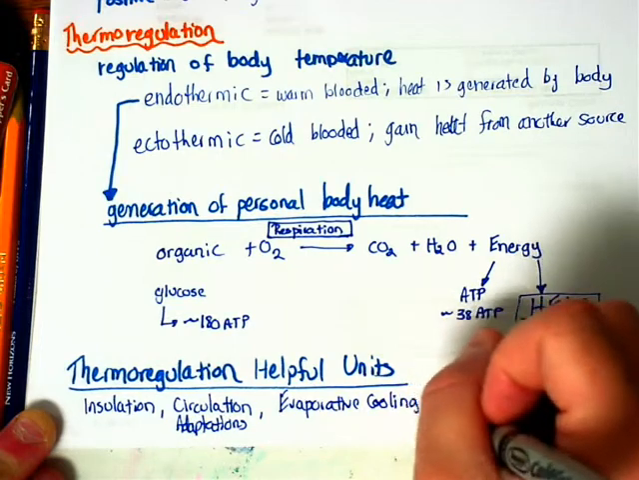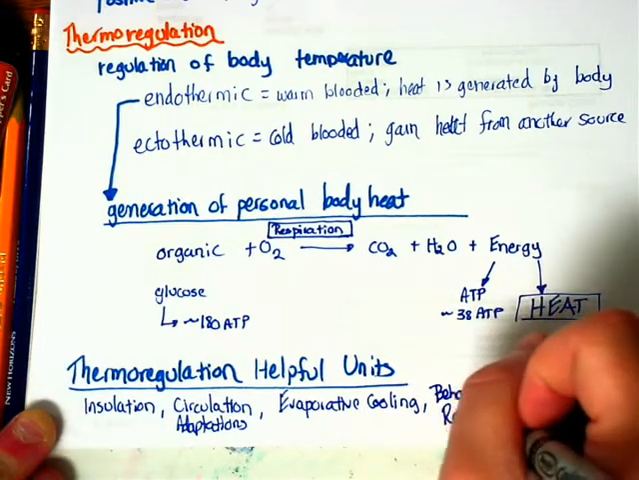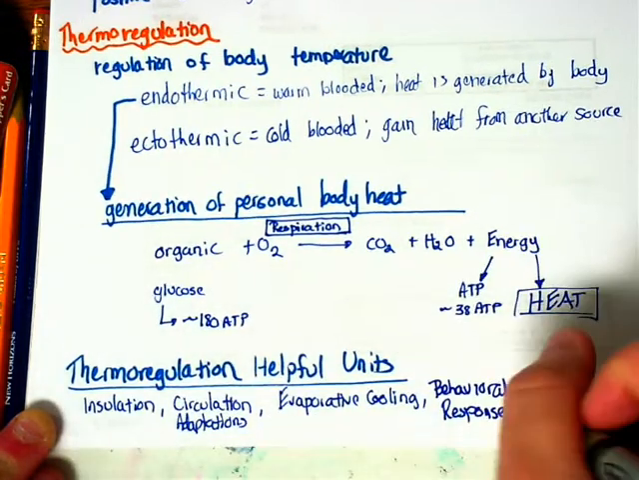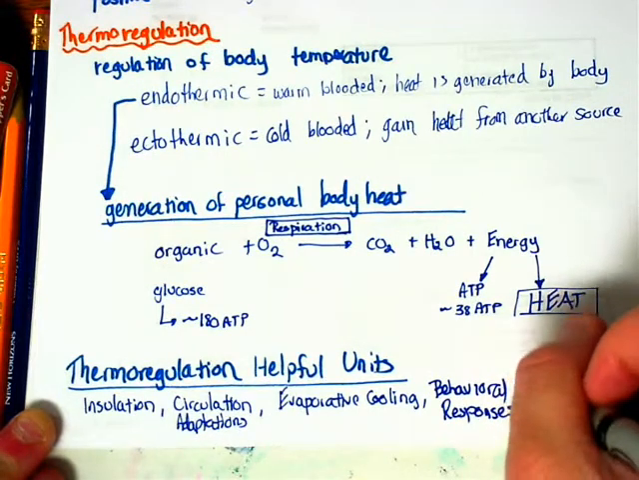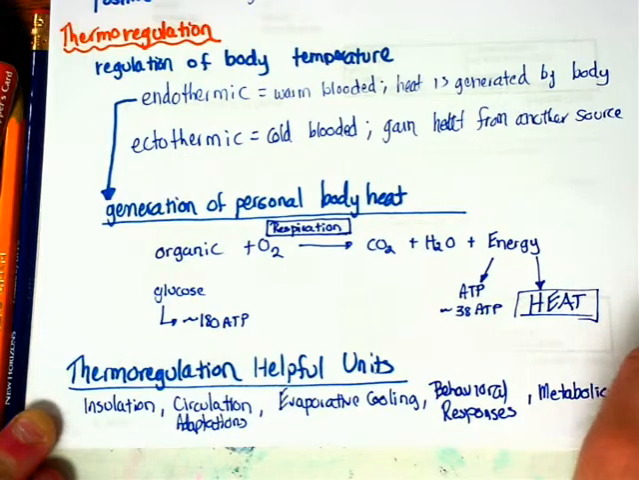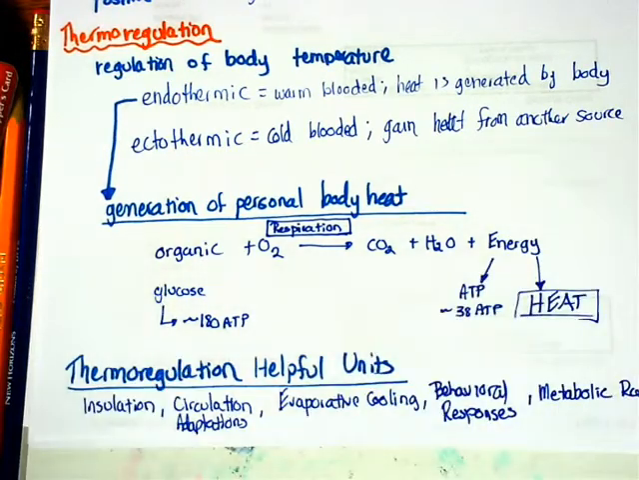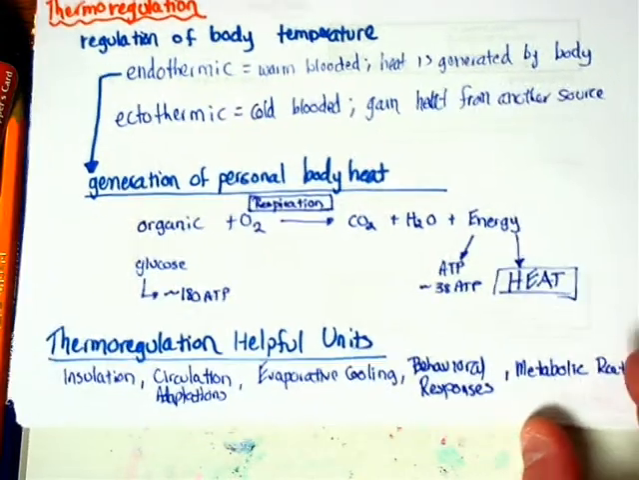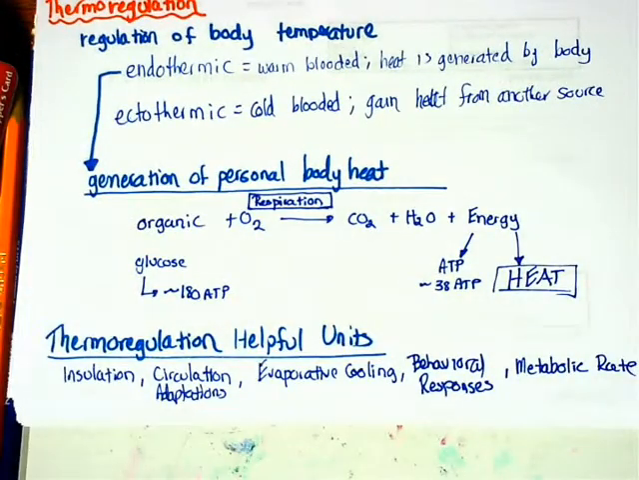Behavioral responses. Like, for instance, it's ridiculously cold outside, so you go inside. Or metabolic rate. So any one of these things, if you think about it, are units that could be assisting you or another creature in manipulating their internal thermometer. Maintaining that homeostasis, which of course we remember homeostasis was all about keeping that internal environment in a good spot, not a bad spot.